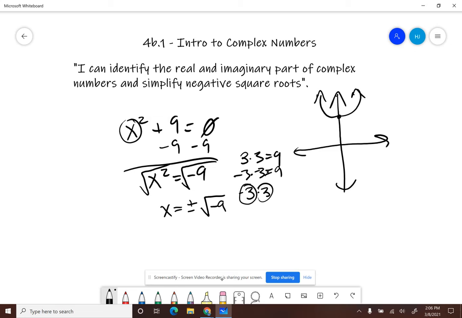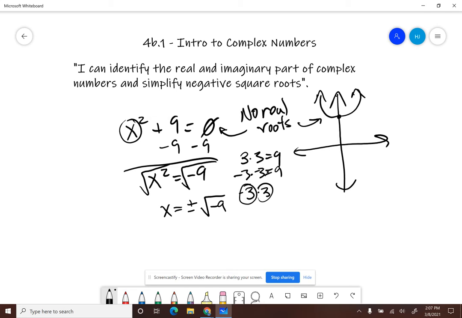What that's really saying is there's no roots. It's not going to cross the x-axis anywhere down here, right? So what we say is there's no real roots to this particular quadratic.